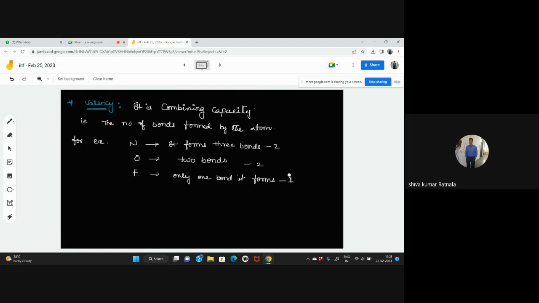So this is one. Understood, Nana, what I'm trying to say? Generally, how can we calculate valency? The valency of a metal is generally equal to the number of valence electrons. For a non-metal, it is 8 minus the number of valence electrons. Very good.